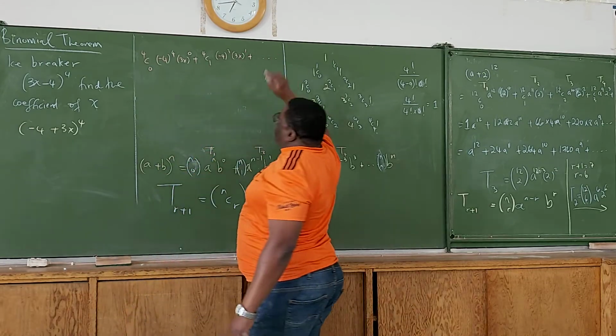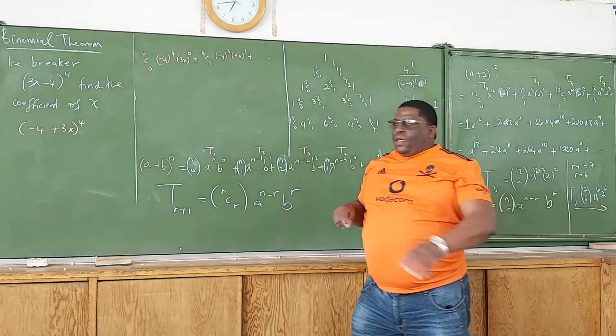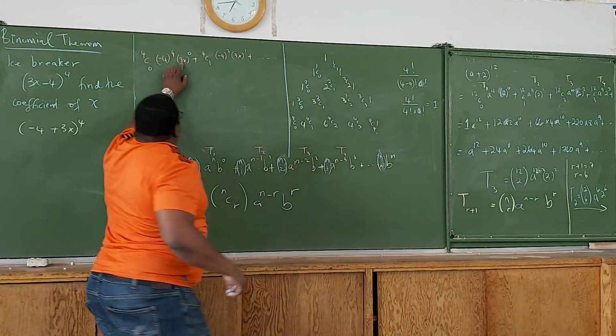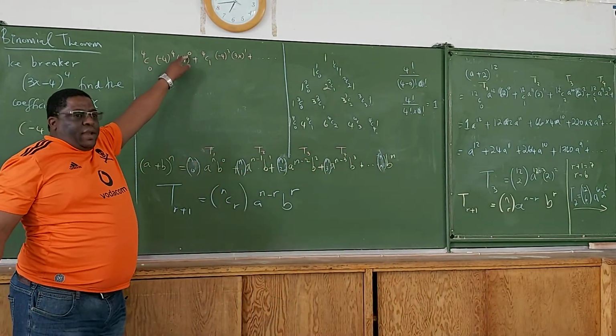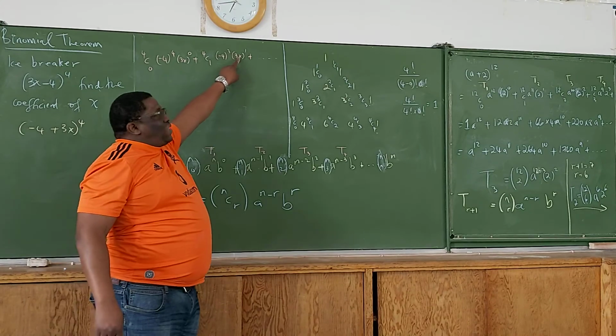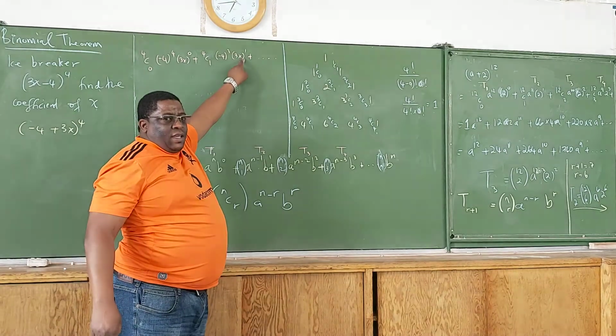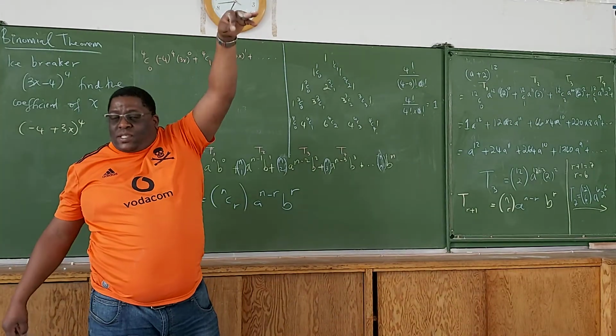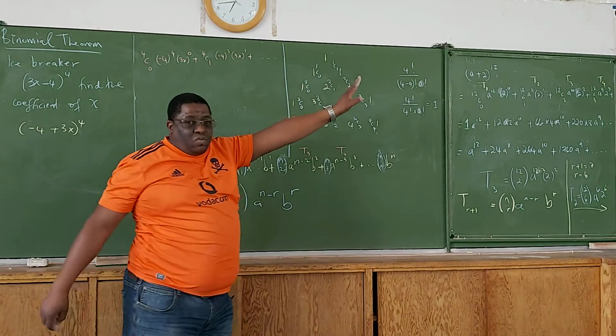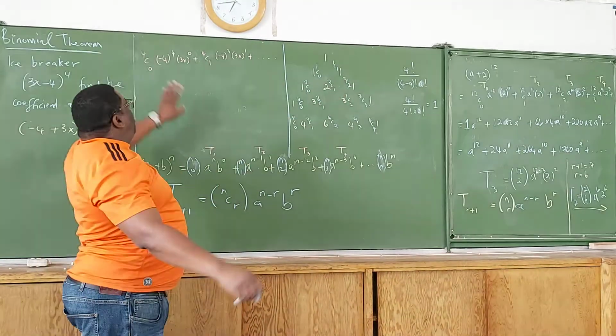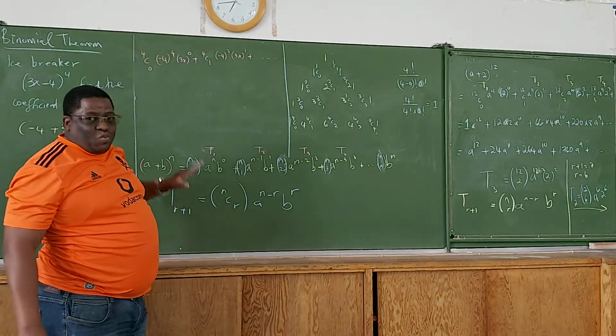Is it still necessary for me to continue? Look here. If you calculate this, anything raised to the power 0 will give you 1. But here you're going to have something with an x. The next one will have an x squared as a coefficient. So there's no need for me to continue. There's also no need for me to do this too.